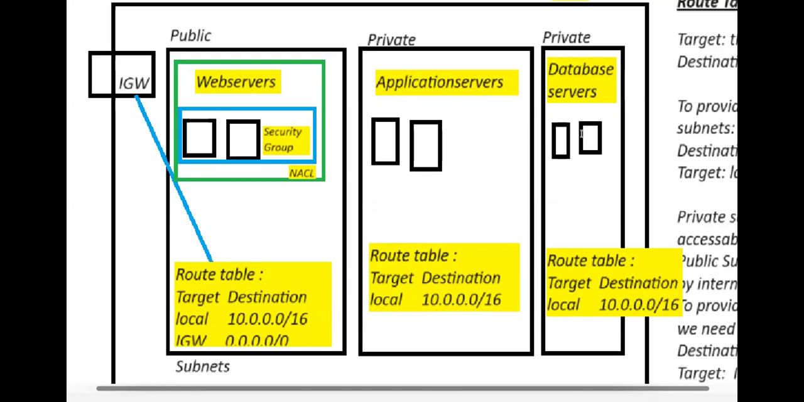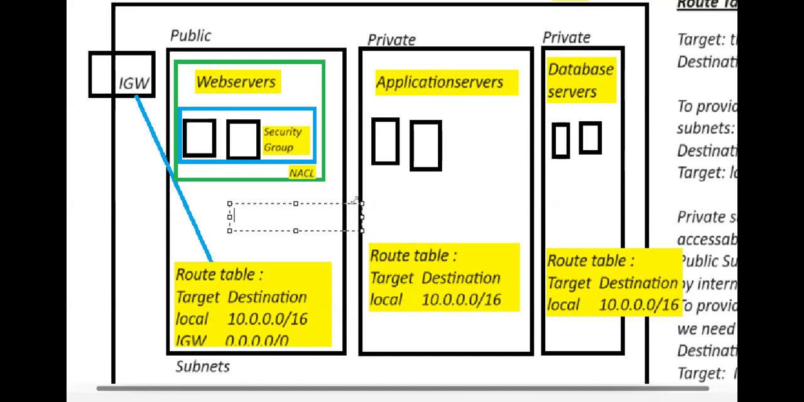So for the instances which are present under private subnets, how can they access the internet? That is the question. In order to provide access to the instances present under your private subnet, we need to use one more concept, that is NAT gateway. What is it?